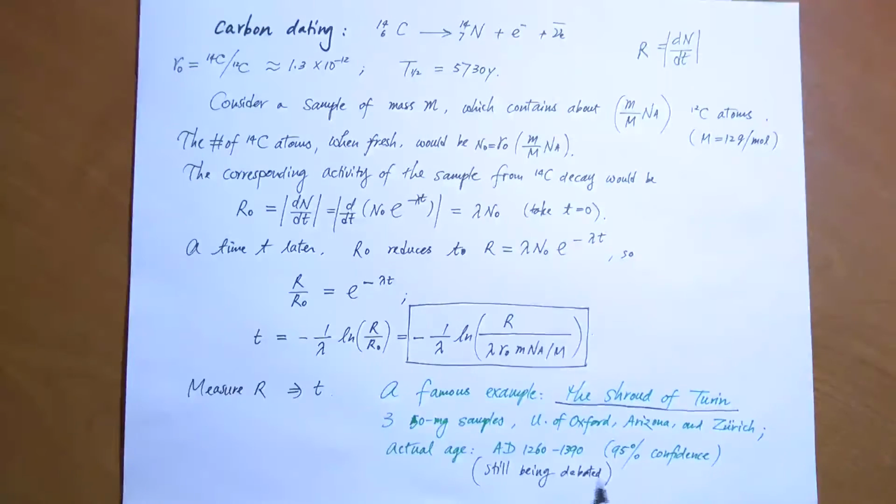But this still is an open question. Even today, there is not a consensus despite this scientific measurement. It is still open to debate whether the Shroud of Turin is authentic or not. A lot of people still believe it's authentic despite this data. How do you dispute this data? Well, people found different ways to argue against it.